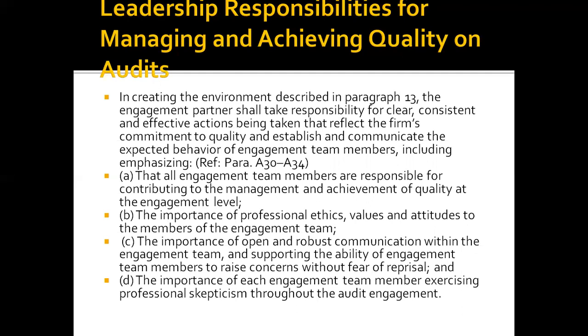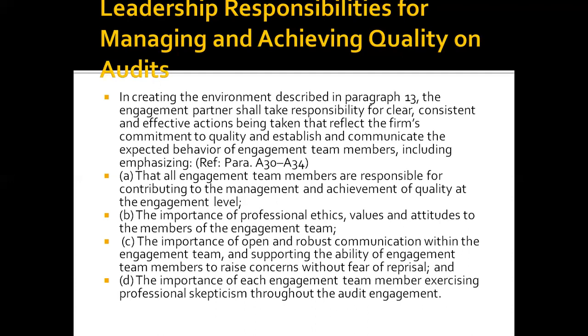So once you are assigned, either as a senior or as a junior or as a manager or a deputy manager, in an audit engagement, everybody is responsible to ensure that we don't allow wrong practices, or unethical practices, in the audit assignment. B, the importance of professional ethics, values, and attitudes to the members of the engagement. So we have talked more about professional ethics in subsequent videos. Okay, so we will need to take the issue of ethics seriously.